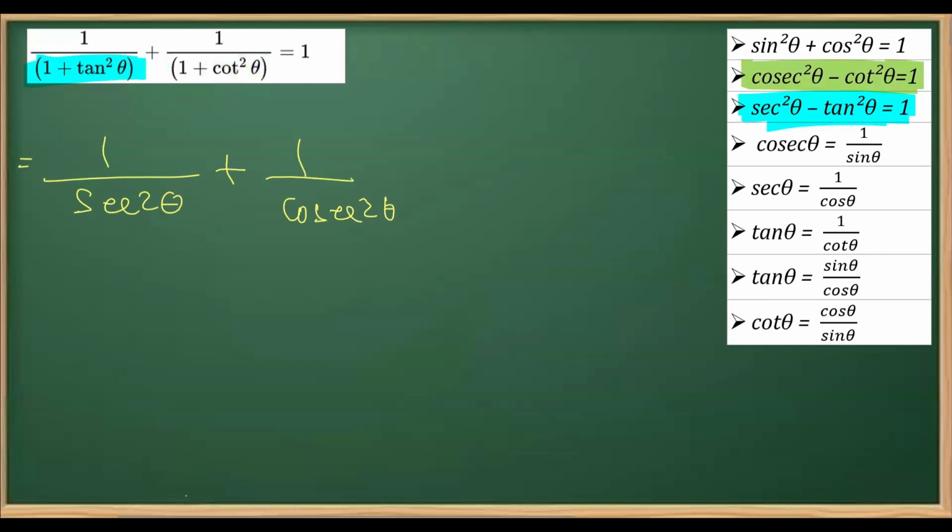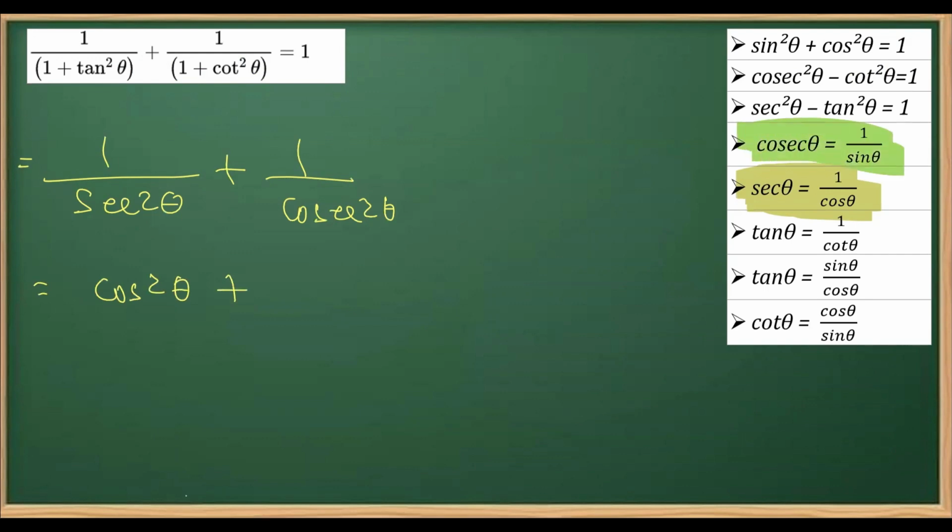Now, once we are done, we are left with 1 over sec square. Now you have to figure out what sec square is. Sec is what? 1 by cos. So 1 by sec square is cos square. What I mean to say is that the reciprocal of sec is cos. So this is going to be cos square theta. And the same way, cosec is the reciprocal of sine. So I can write 1 by cosec square as sine square theta. And finally, you can see that sine square plus cos square can be written as 1. So I'll write this as 1. So this is equal to the RHS.